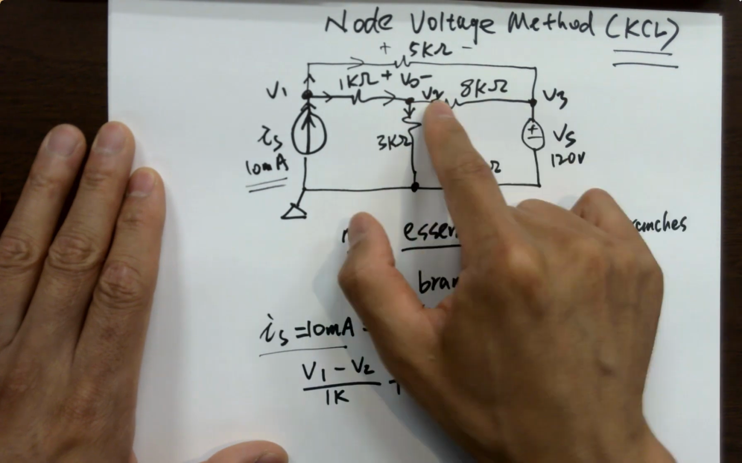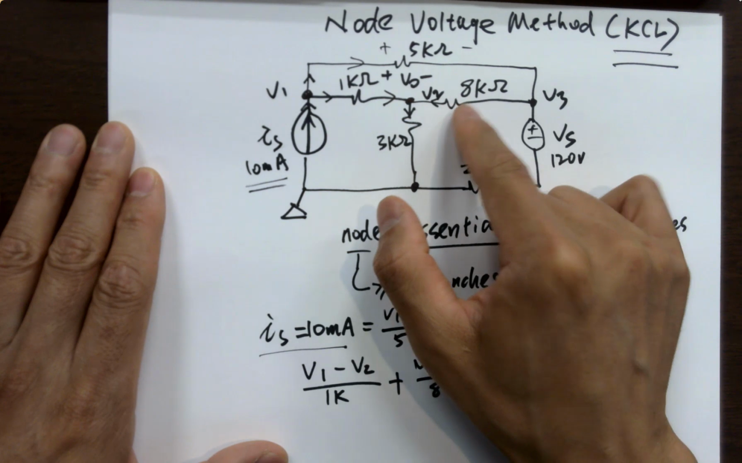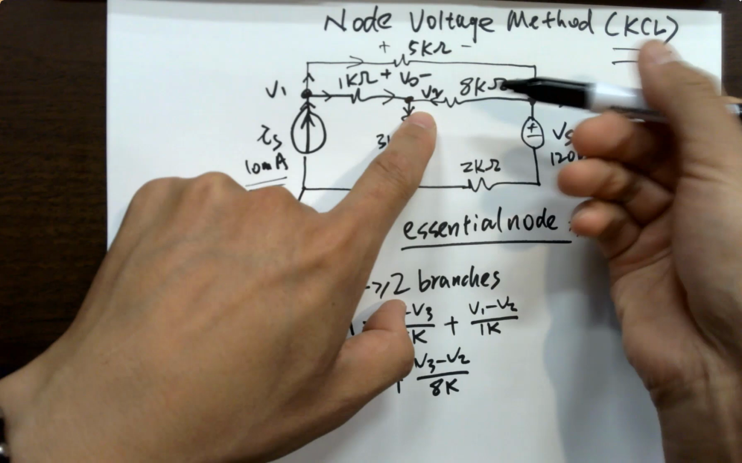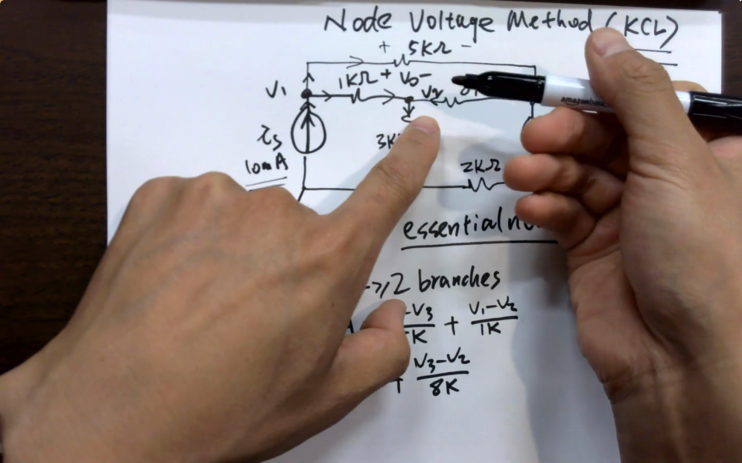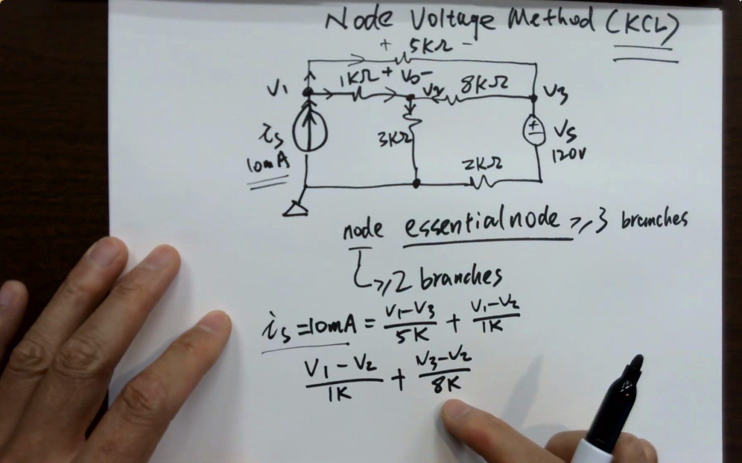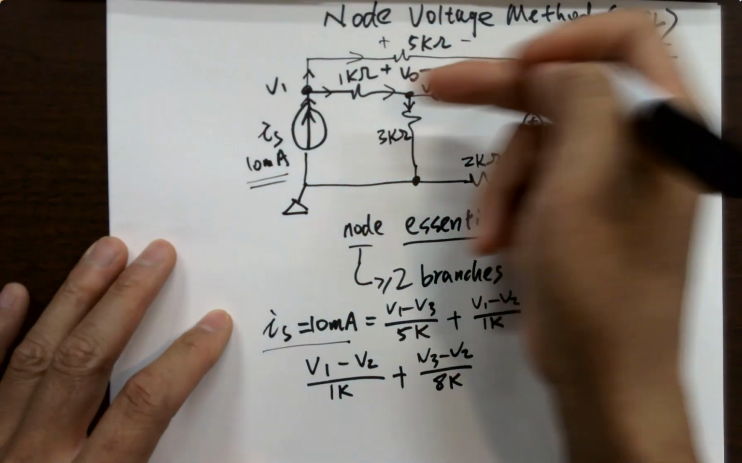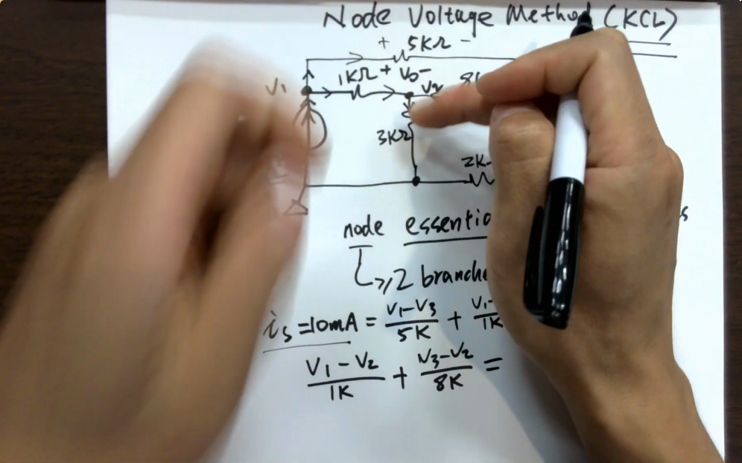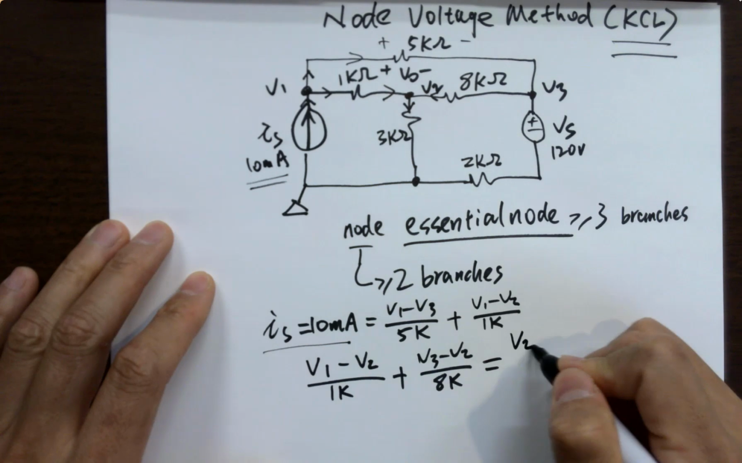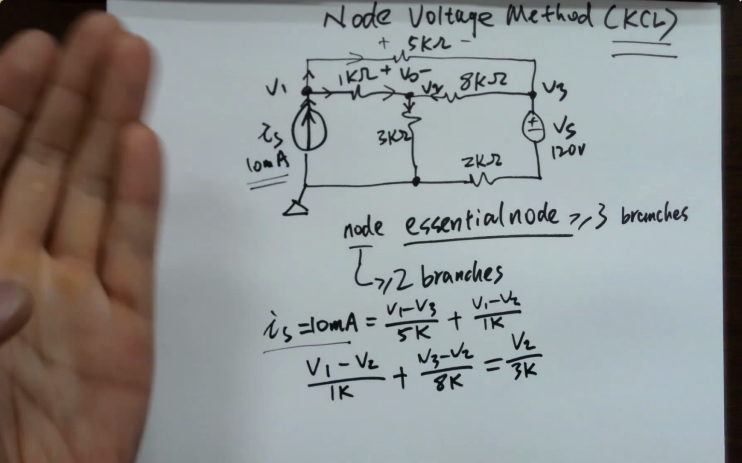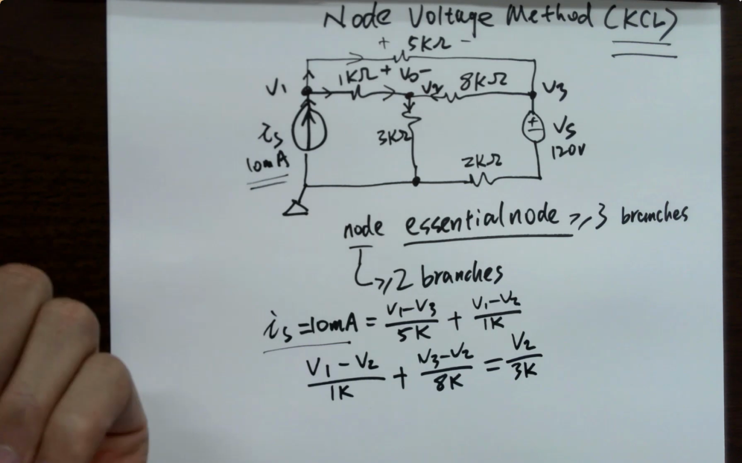But this is not. If you want to find out the voltage across this guy, you have to use V2 minus V3, right? So now we are trying to calculate the current flowing from right to left, so we have to use V3 minus V2, right? V3 minus V2 over 8K will be the current flowing into the node, and 2 going into the node and 1 coming out. So we are using V2 over 3K. That's the second equation.